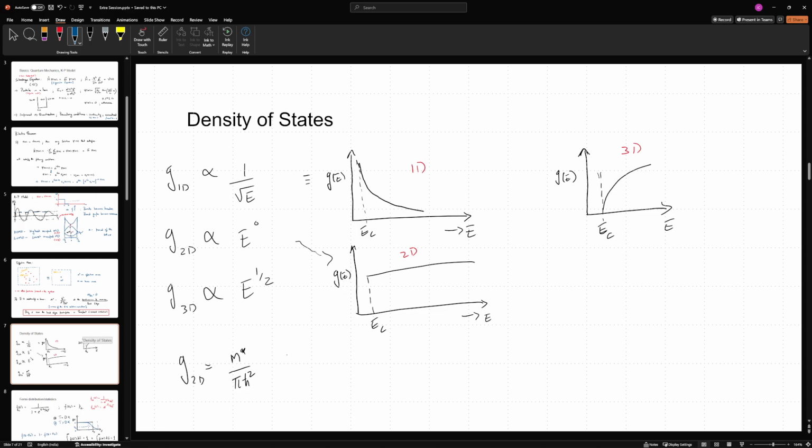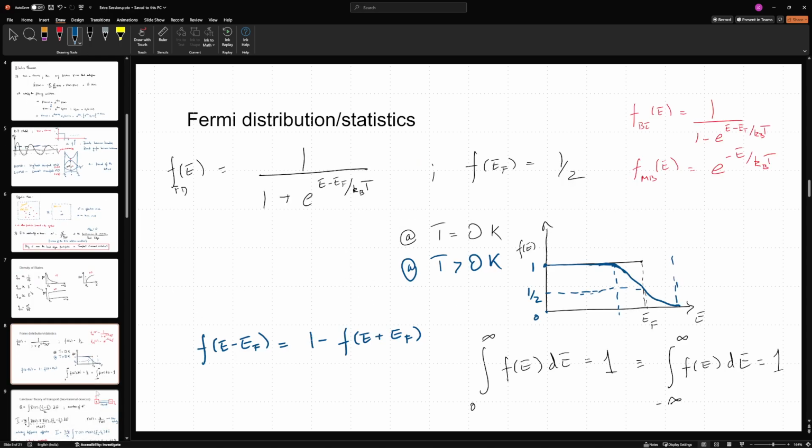And in most problems, as you have seen, we only consider 2D or quasi 2D systems. So the density of states is going to be given by this expression here: G2D is equal to m star divided by pi h bar squared. So that is that. Then we have a look at the Fermi distribution.